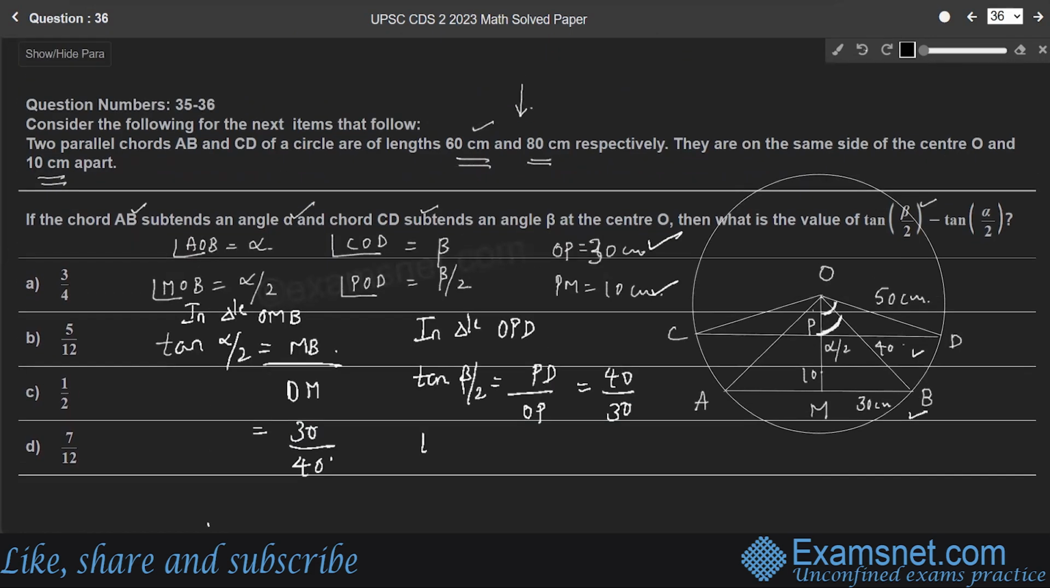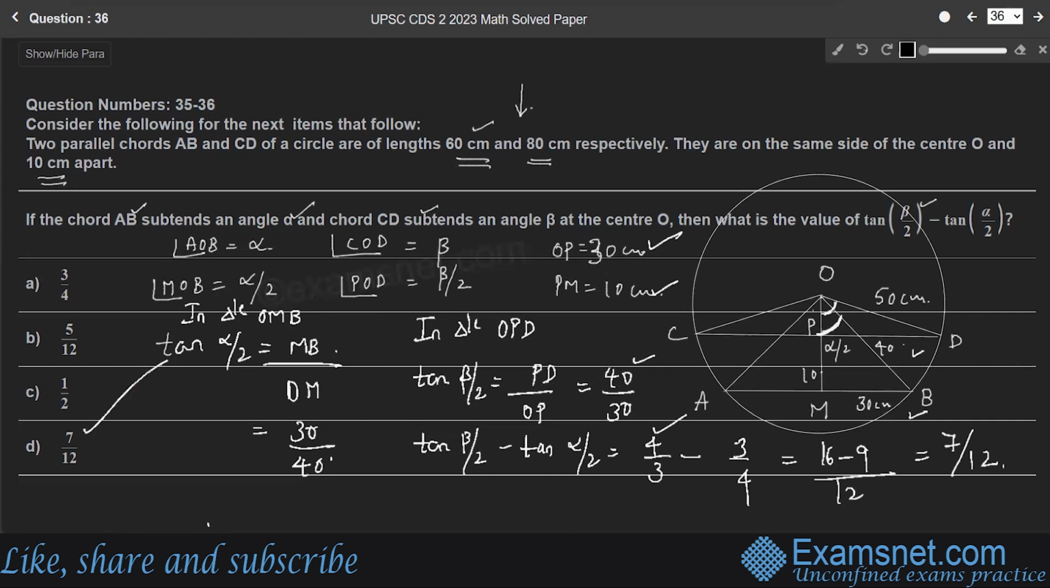So here itself we will consider tan beta by 2 minus tan alpha by 2. Tan beta by 2 is 40 by 30, which is 4 by 3, minus tan alpha by 2, which is 3 by 4. Since LCM is 12, the numerators become 4 into 4, 16 minus 9. So which is 7 by 12 is the answer, right? Tan beta by 2 minus tan alpha by 2 is 7 by 12. Option D is the right answer.